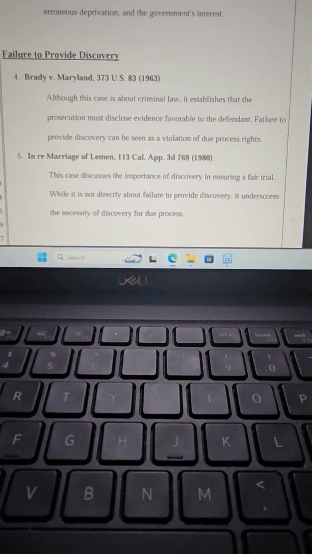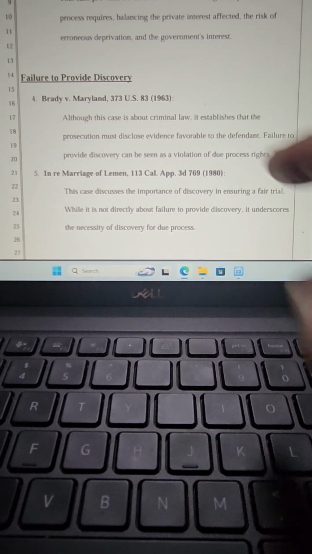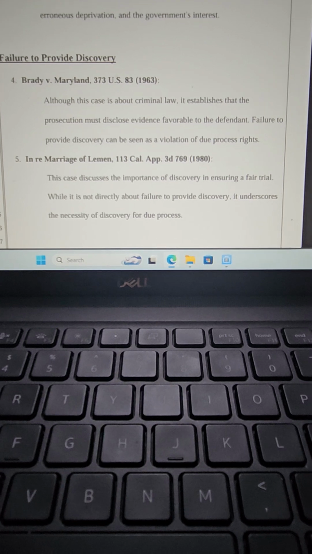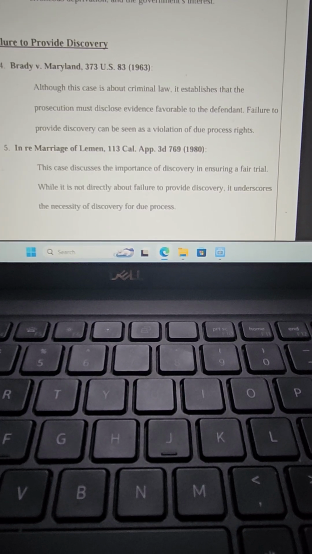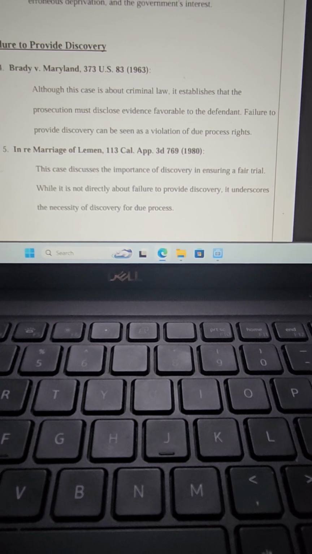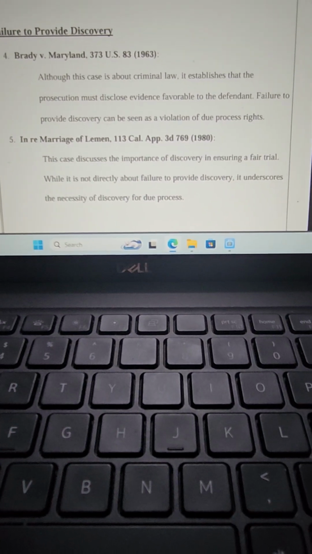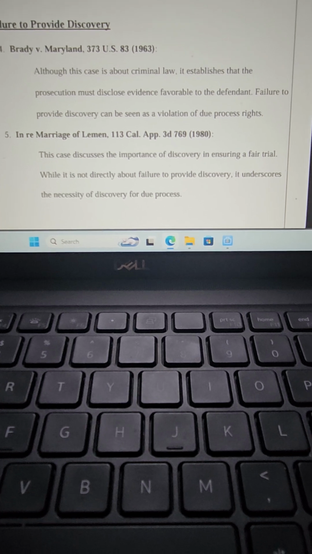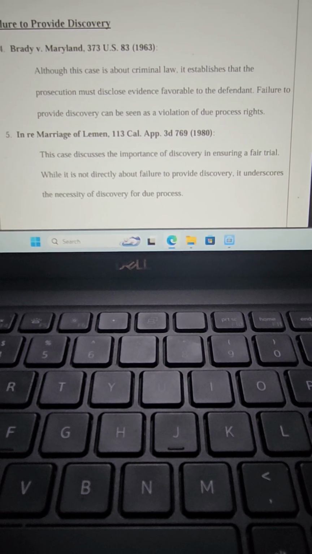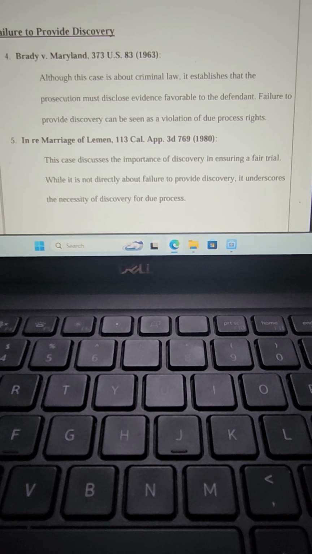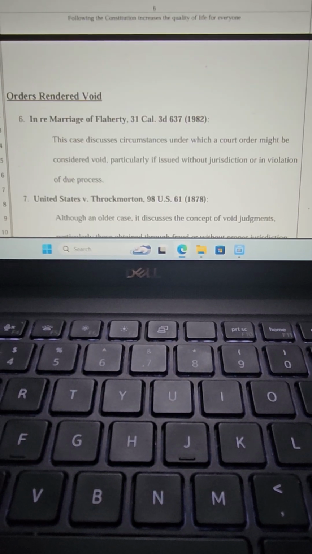Brady v. Maryland. Although this case is about criminal law, it establishes that the prosecution must disclose evidence favorable to the defendant. Failure to provide discovery can be seen as a violation of due process rights. And in re Marriage of Lemon, this case discusses the importance of discovery. It ensures a fair trial. While it is not directly about failure to provide discovery, it underscores the necessity of discovery for due process.